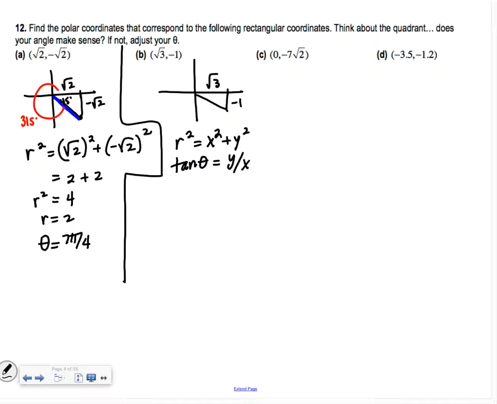All right, so let's start with r squared equals x squared plus y squared. So we get root 3 squared plus a negative 1 squared. So we get 3 plus 1 is 4. So my r is equal to 2.